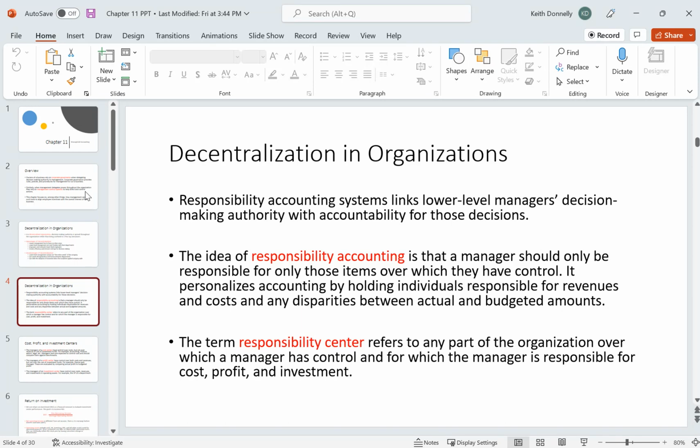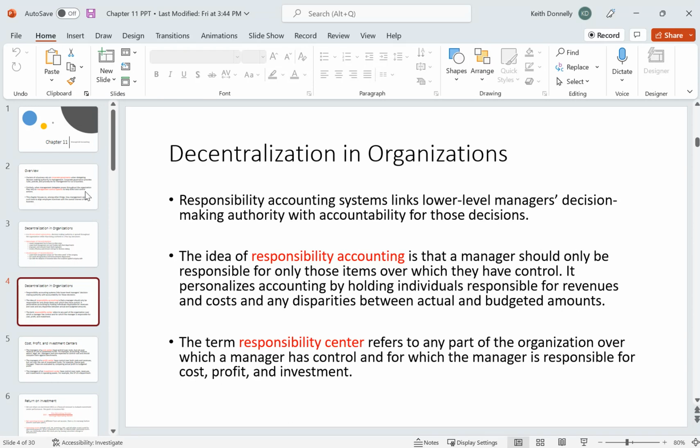Okay, with that as a framework, what I have here is responsibility accounting systems. They link lower level management's decision-making authority with accountability for those decisions. And the idea in responsibility accounting is the manager should only be responsible for those items over which they have control. It's like anything, you only can control what you can control. If it's out of your control, you don't worry about it. So when we evaluate you, we're only going to look at those things over which you have control. That's fair, right?